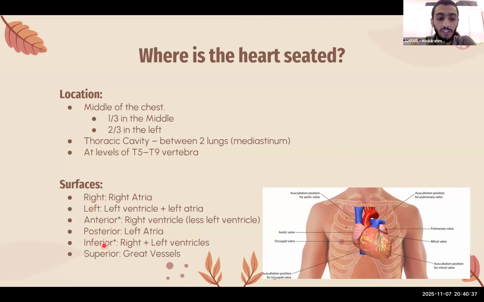And then the inferior surface is the phrenic. The phrenic is basically the diaphragm. So the phragm is basically phrenic, so that's why it's referred to as the inferior surface.